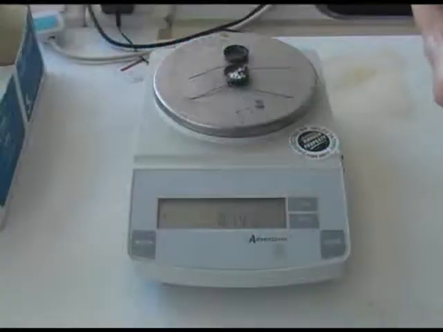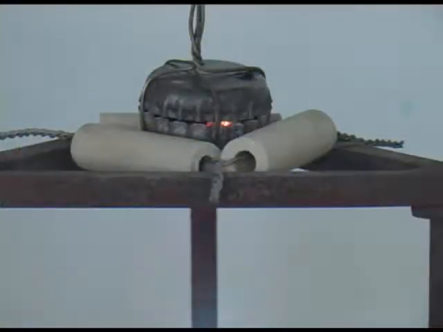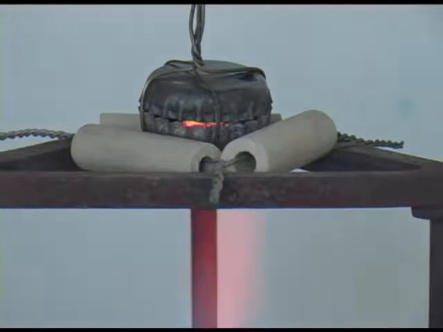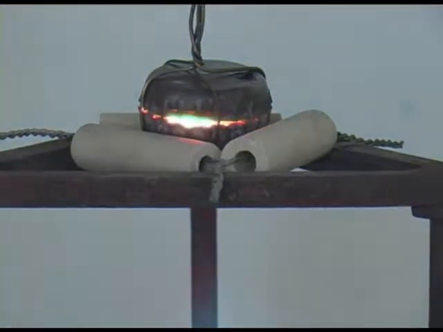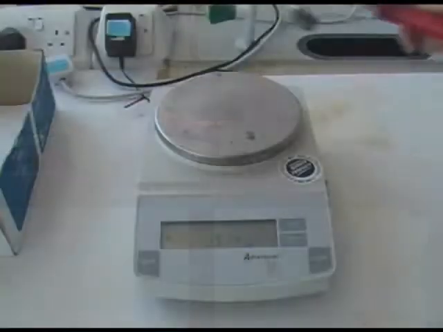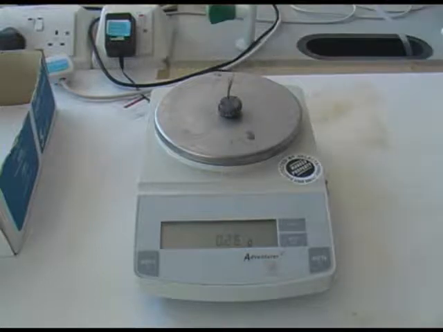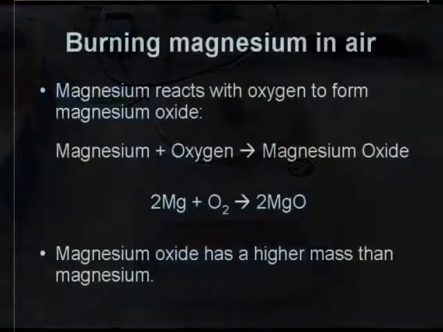In the next experiment, we're going to see what happens when we heat 0.16 grams of magnesium ribbon in a crucible made from 2 beer bottle lids. Here you can see the magnesium glowing red and then white inside the crucible as we heat it in the presence of air. After the reaction is finished, we can re-weigh the crucible, and in this case you can see there's an increase in mass. It's now 0.26 grams.